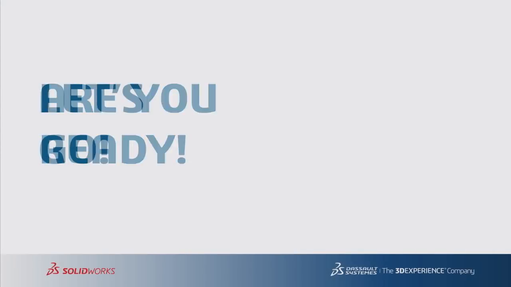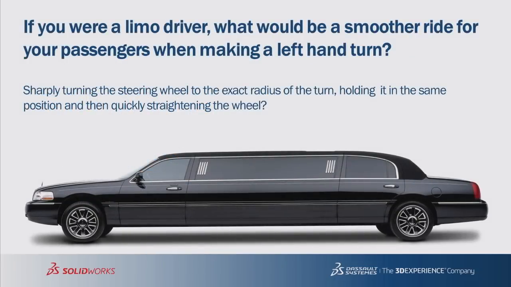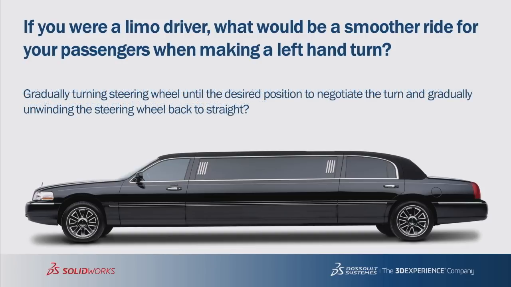Let's get started. So I want to start out with a question to all of you. If you were a limo driver, what would make a smoother ride for your passengers when you're making a left-hand turn? Sharply turning the wheel, holding it to the exact radius of the corner you needed to go around, and then quickly yanking it back as soon as the turn's done? Or if we gradually turn the steering wheel to the desired position to negotiate the turn, and then we gradually unwound the steering wheel back to straight. Well, we know that this is going to make a smoother ride for our passengers.